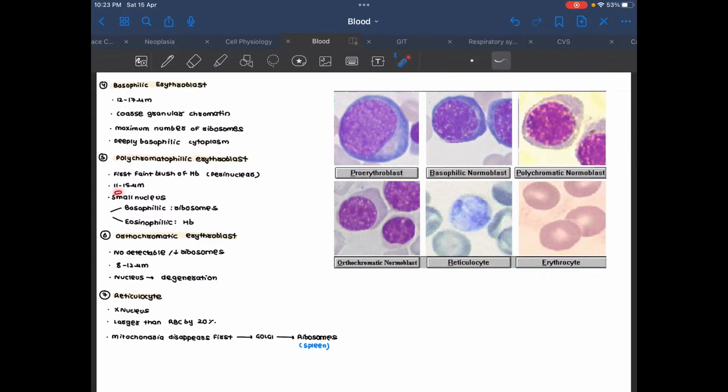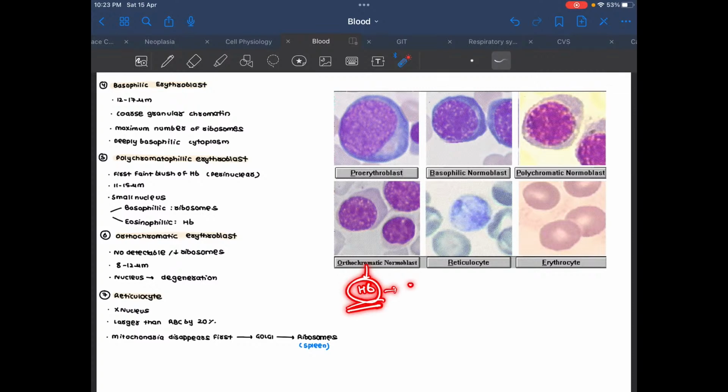Again, the size is decreasing to 11 to 15 microns here, and it has a small nucleus as compared to the other cells. And why am I calling it polychromatophilic? It is basophilic due to the ribosomes, and it is eosinophilic due to the hemoglobin. Then we have the orthochromatic normoblast. Now, ortho means straight, right? Because now hemoglobin is the one which is predominating.